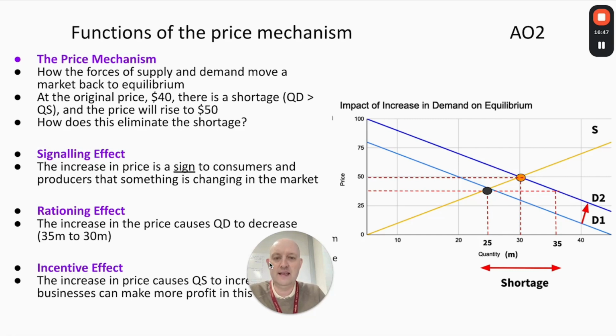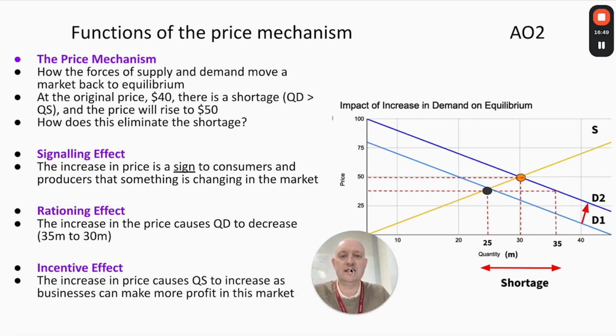Then the final effect is on the supply side, which is the incentive effect. As the price goes up, the quantity supplied, the QS, is going to increase as businesses know they can make more profit in this market. So at the original price of $40, you can see with this equilibrium, the quantity supplied is 25 million. As the price goes up, companies are going to produce more, or the higher price is going to attract other companies to enter the market. And therefore, we're going to get an increase in quantity supplied and move along the supply curve like this.